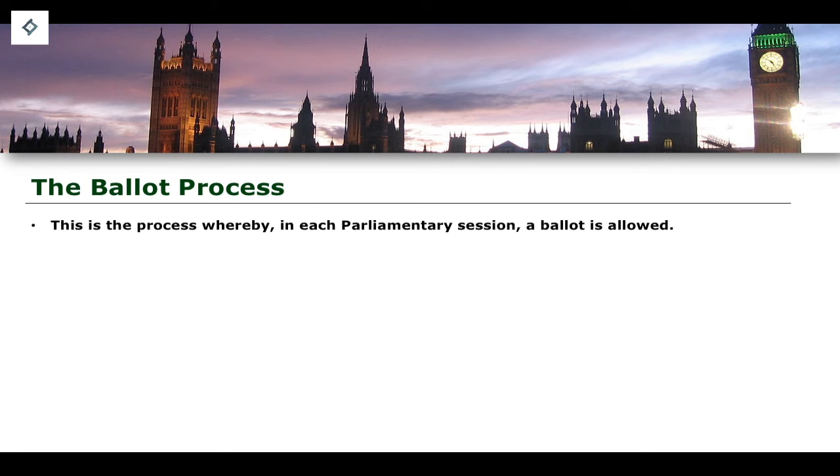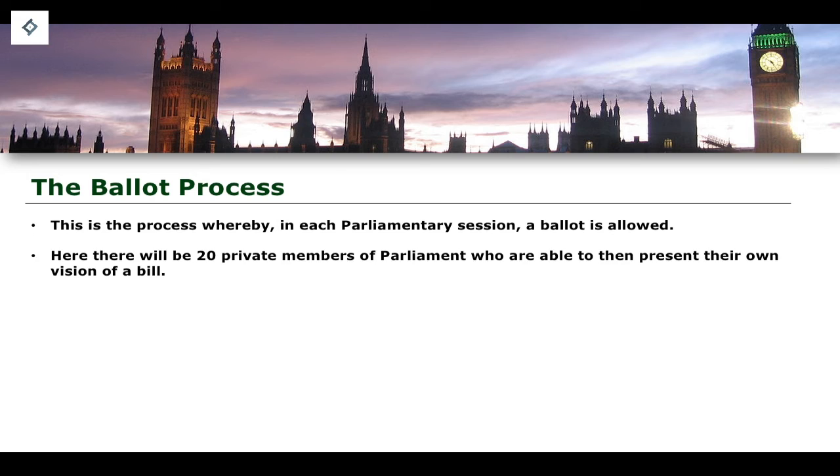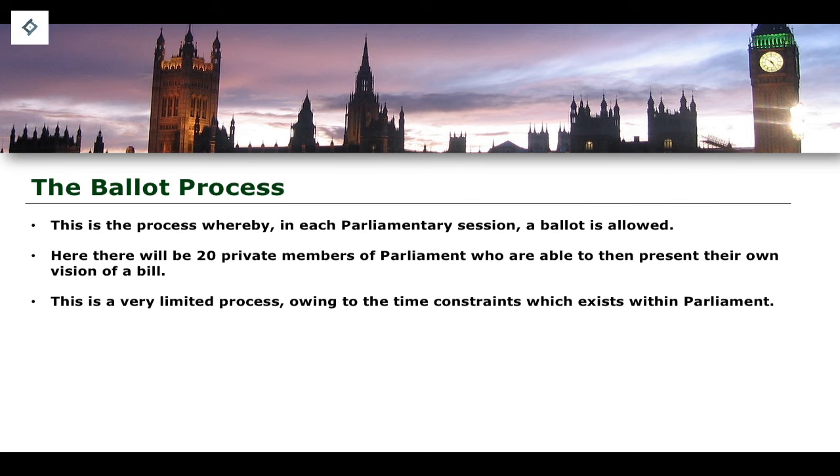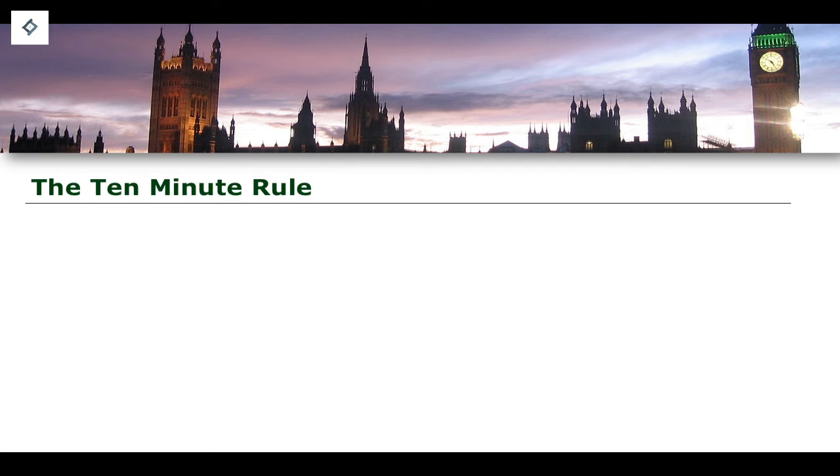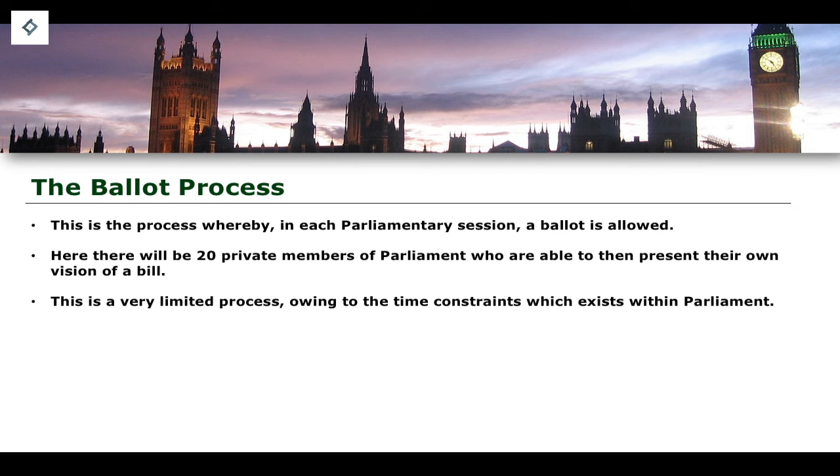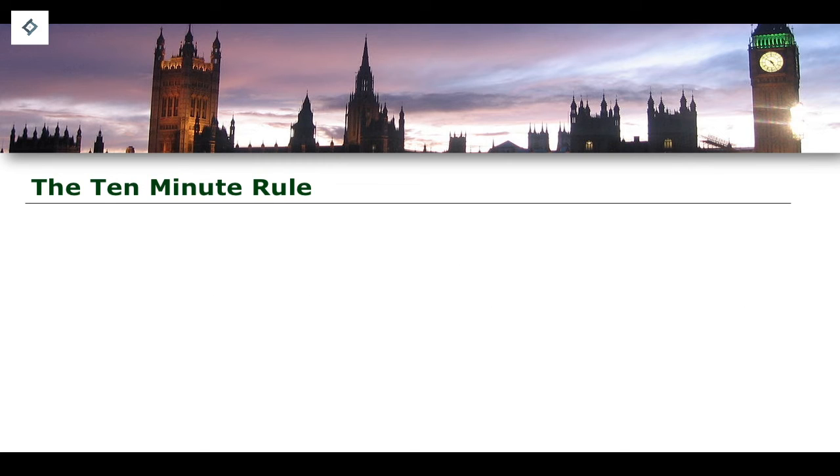The ballot process is a process whereby each parliamentary session a ballot is held. Here there will be 20 private members of parliament who are able to present their own vision for a bill that they want to enter into law to become legislation. It is a very limited process, of course, owing to the time constraints that exist within parliament, and as a result very few private members' bills are introduced through the ballot process.